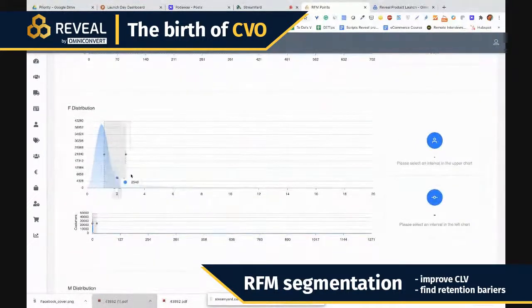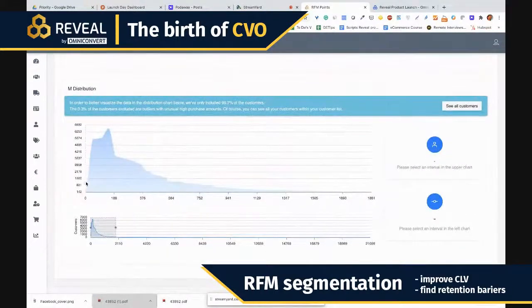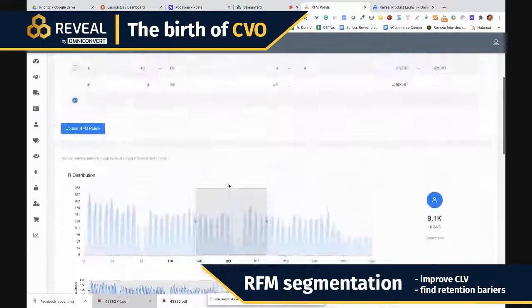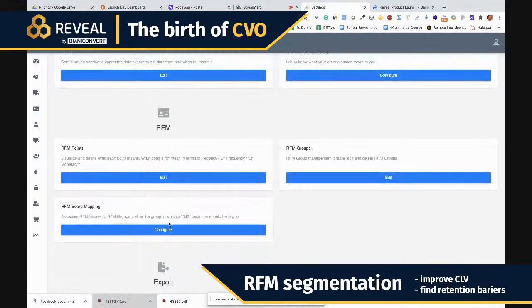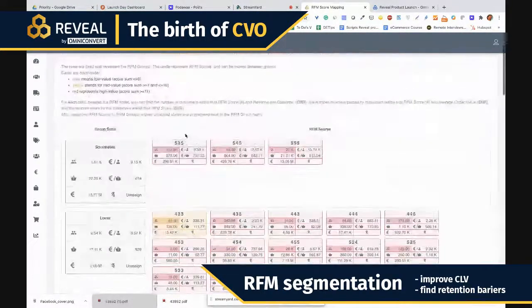Exactly the same, you could investigate how many customers have placed between 1 and 4 orders, like this, 52,000 customers, and also the monetary distribution. The best thing about RFM is that it shows you not only how valuable customers are, but also how active they are. And after you craft all these segments, we get to the juicy part, the RFM score mapping, which means you have the soulmates, the lovers, and the flirting customers according to their scores.